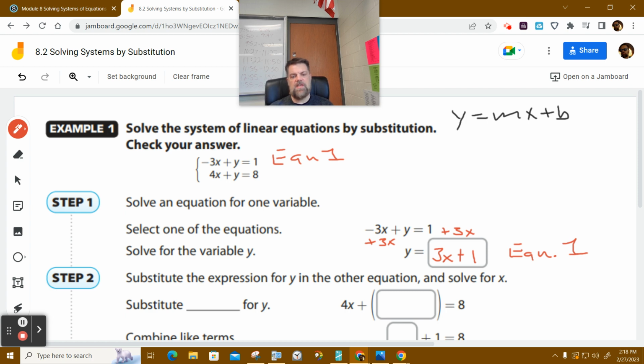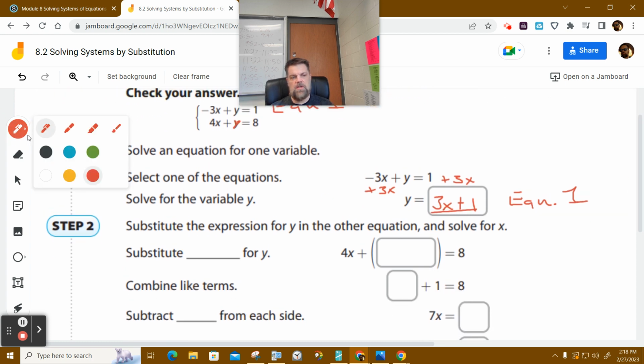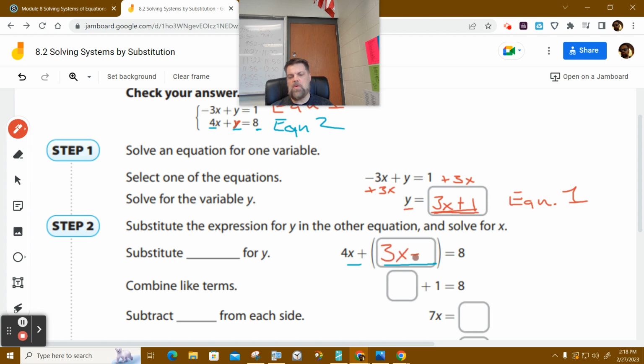Now, what's cool about this is I could take the second equation, and wherever there is a y value, I can plug this in for y. That's why it's called substituting. So if you look at equation 2, it's 4x plus y equals 8. But instead of just writing down y, isn't y also equal to 3x plus 1? Yeah. So I'm just going to plug in 3x plus 1 for y.